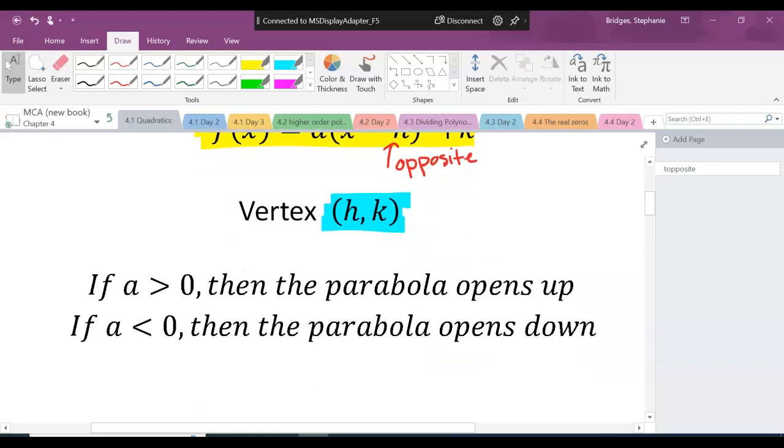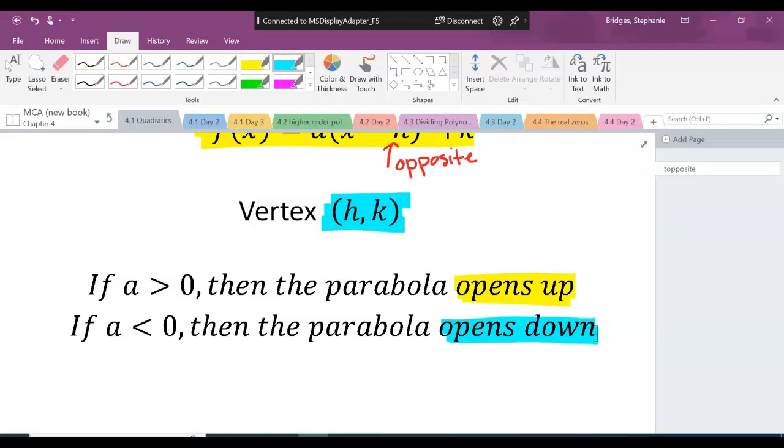If a is greater than 0, so if a is a positive number, then your parabola is going to open up. It's going to be like a U shape. And if a is less than 0, then your parabola is going to be upside down, like an upside down U. The reason you want to pay attention to this is to make sure that when you graph it, it looks like it's supposed to. Is it right side up or upside down? That's the most important part right there.